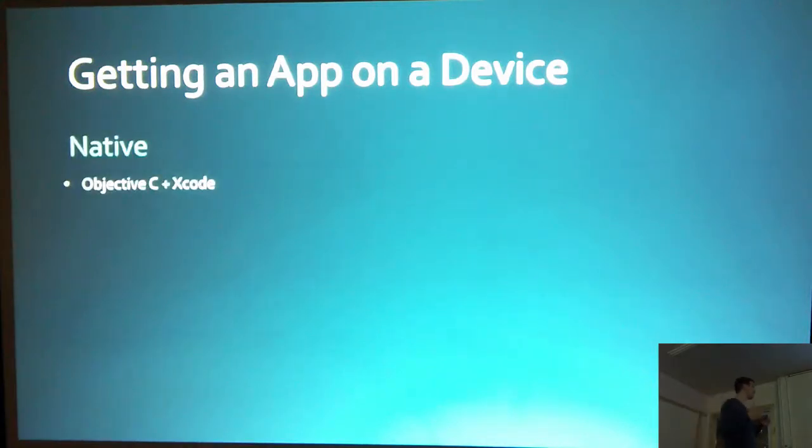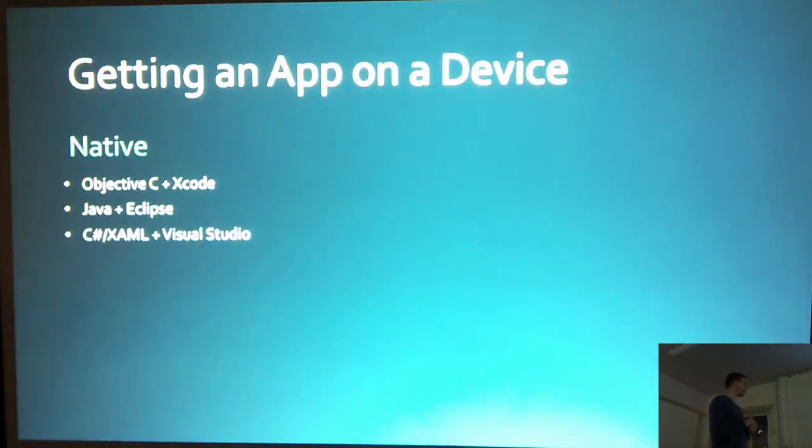You can go native. We all know native. If I'm going to go iOS, I'm going to be developing with Objective-C, and I'm going to do that in Xcode. Likewise with Android, you're going to write it in Java, and you're going to use an IDE such as Eclipse. And if you're going to go crazy, you're going to round it all off with C# and XAML using Visual Studio to do your Windows Phone development.